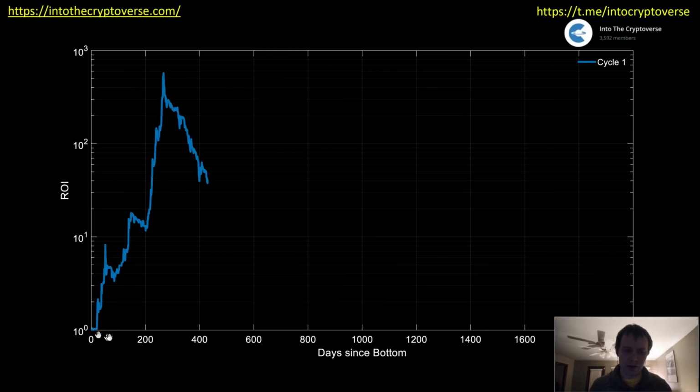So the market cycle ROI was several hundred x. This is a logarithmic scale, so we're going up 10x each major tick. So this is 100, this would be 200, 300, 400, 500, between 500 and 600 ROI. This is the first cycle. Let's look at the second cycle.